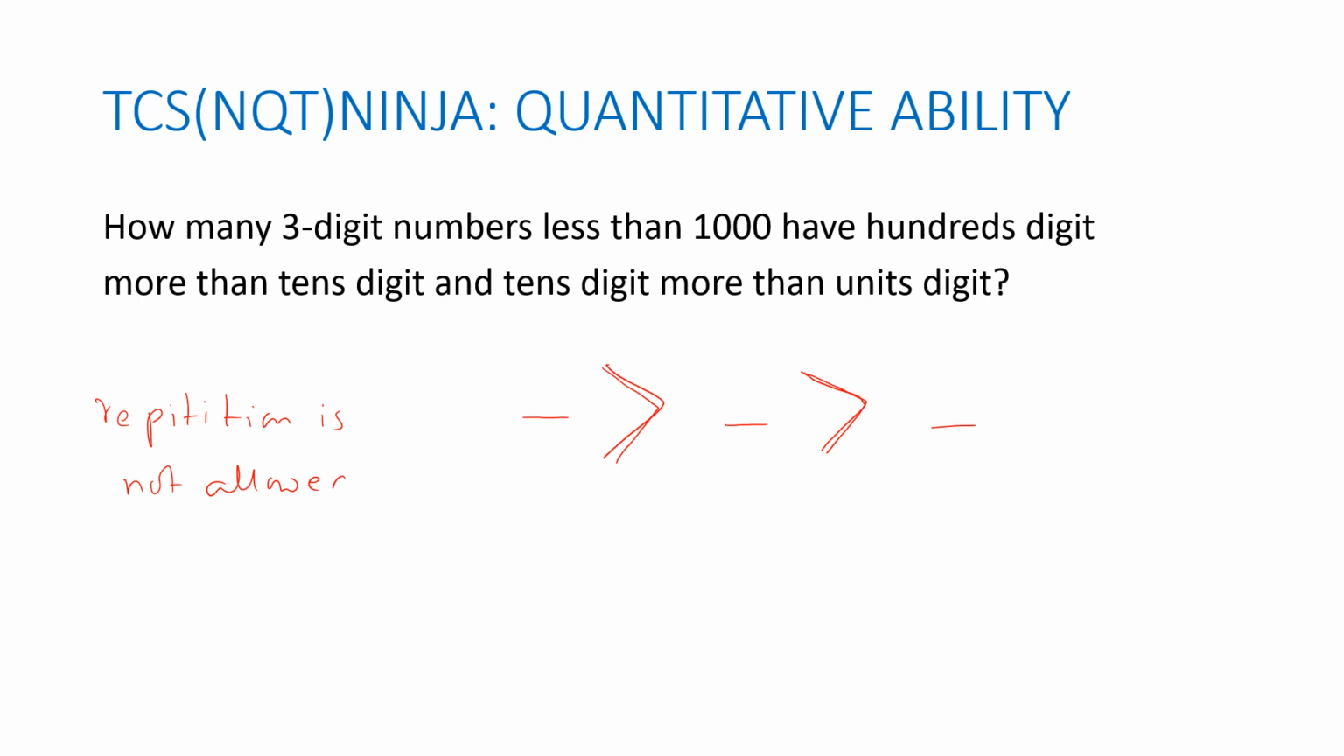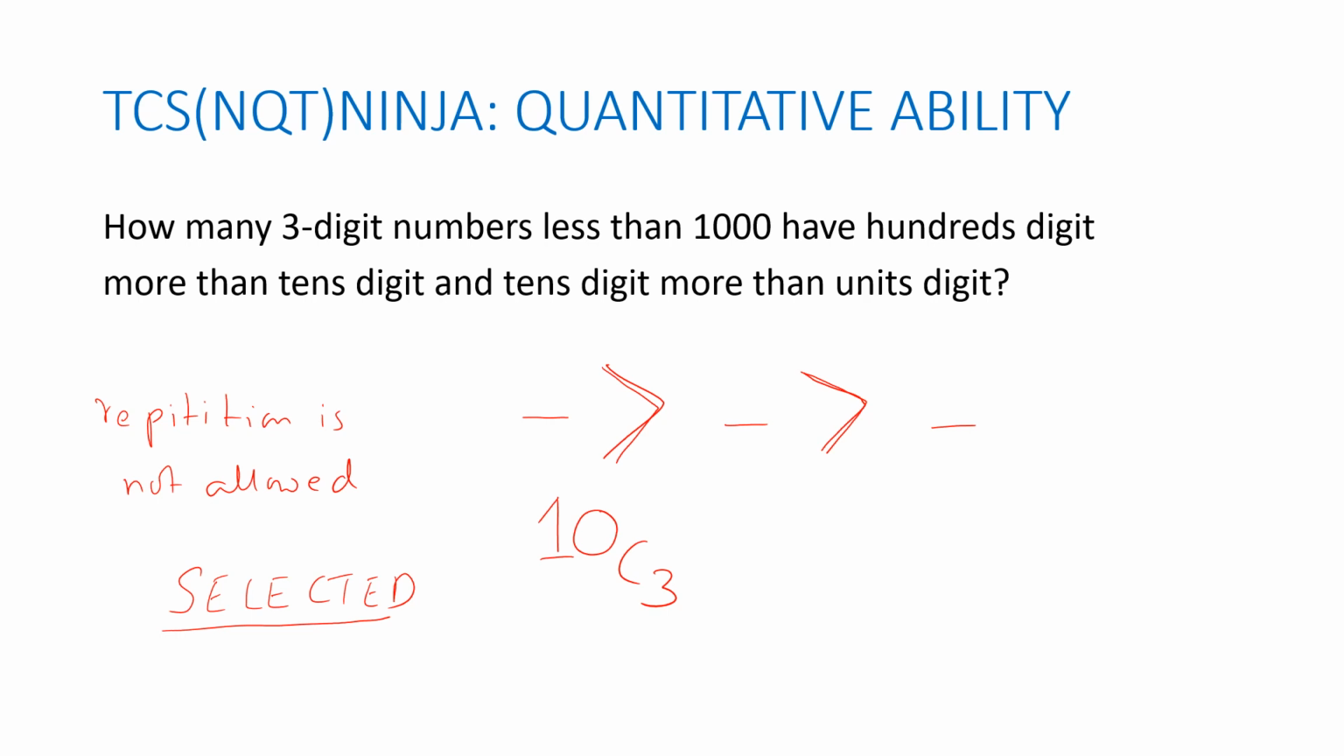Repetition is not going to be allowed, and the digits need to be selected. Mark my words, the digits need to be selected. And when we use this word select, what does it mean? We are using combination. So I happen to write 10C3. Now what does this 10C3 mean over here? I'm going to select 3 digits from 10.